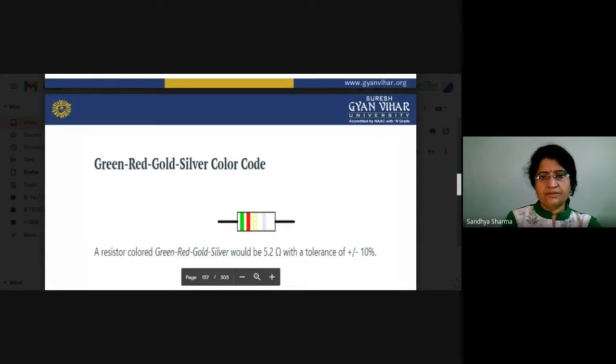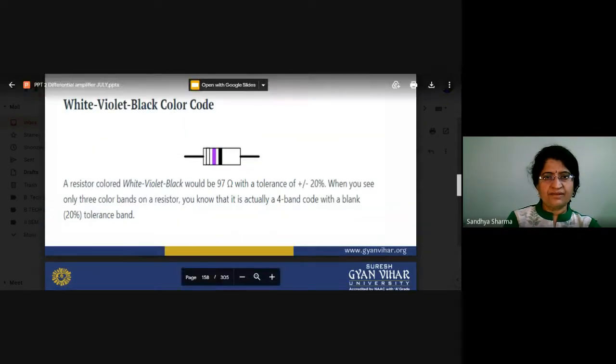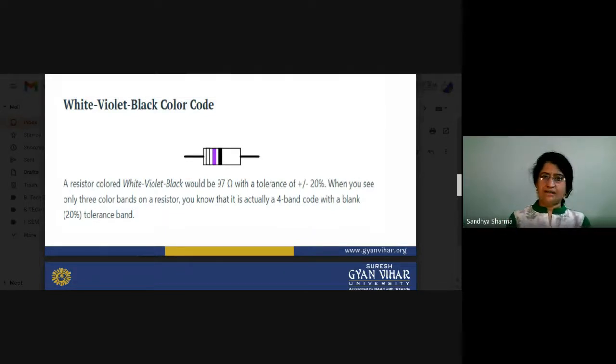Now we have to calculate this also. Now we will see this type of band. What will happen here? White, violet, black. Only this one is blank. So according to that, the resistor colored white, violet, black would be 97 ohm with a tolerance of plus or minus 20%. When you see only 3 color bands on a resistor and you know that it is actually a 4 band, since the fourth color is missing, you can take the tolerance of plus or minus 20%.